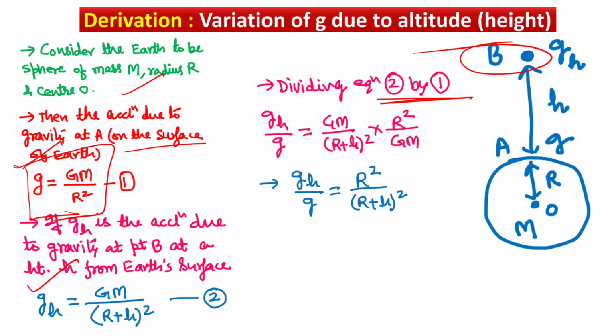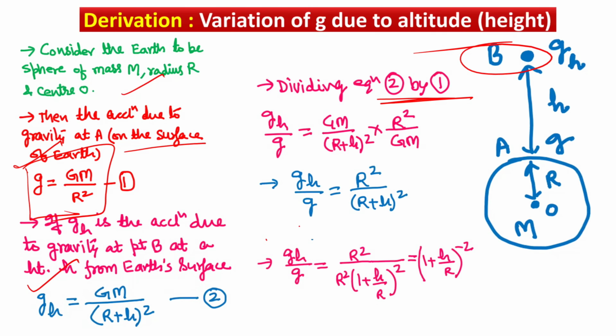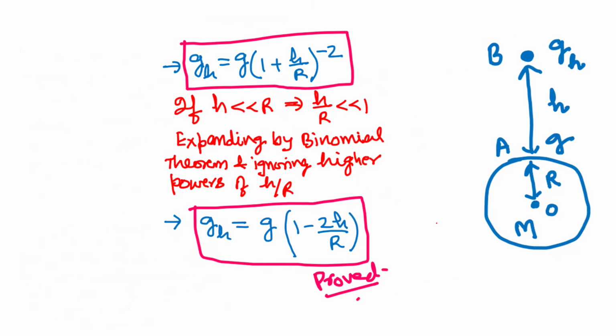So you are getting gh upon g is equal to r square upon r plus h whole square, or you can say gh upon g is equal to 1 plus h upon r raised to the power minus 2. So this is the relation. Now using this relation, we can further approximate.